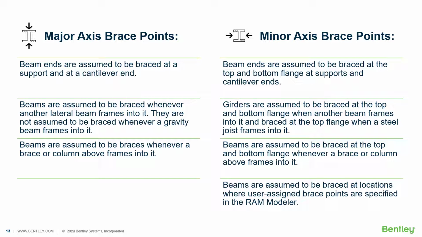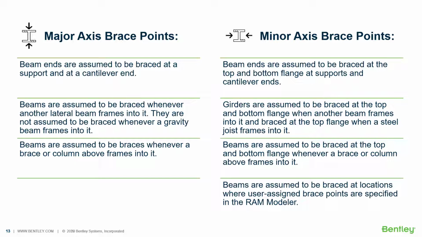Now in RAM Frame during the steel design, the program will need to determine the axial and bending capacity for the major and minor axis of each of your lateral steel members. When considering the axial and bending capacity for your lateral steel members, it's important to understand that RAM Structural System will assign default brace points on the major and minor axes.